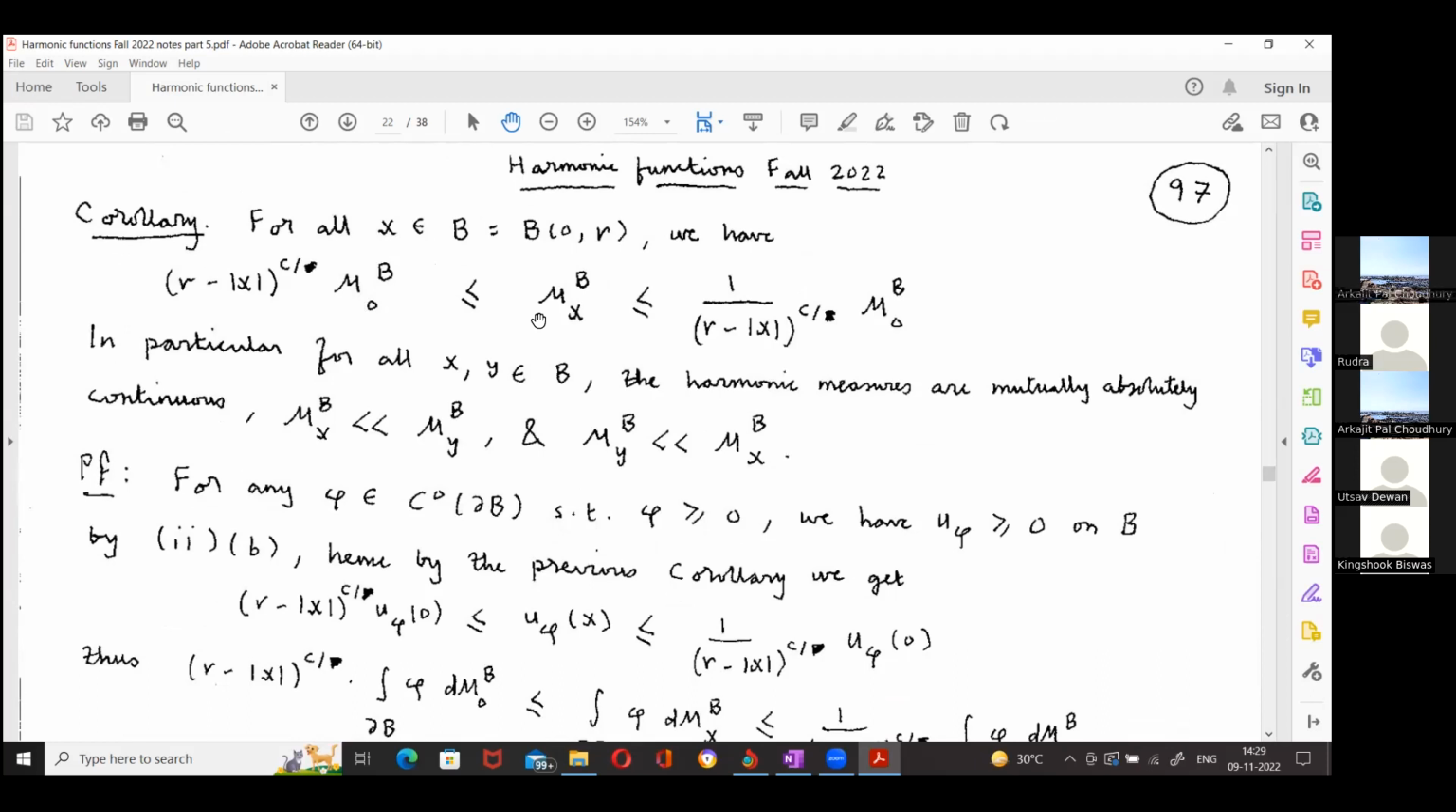Okay, so we have these bounds: if x is any point in the ball of radius r, then the harmonic measure with respect to x, mu_x^B, is less than or equal to 1 over (r minus |x|) to the power c, times mu_0^B, the harmonic measure with respect to the center, and also greater than or equal to (r minus |x|) to the power c times mu_0^B. So the harmonic measure with respect to any point x is bounded above and below by constant multiples of the harmonic measure with respect to the center.